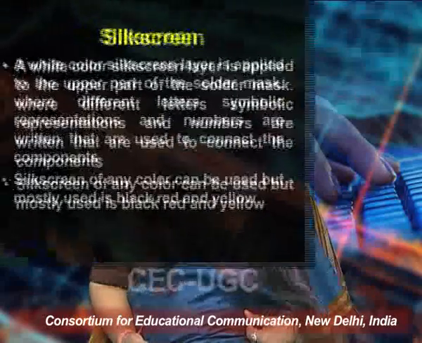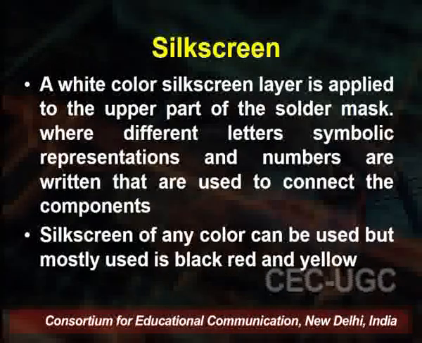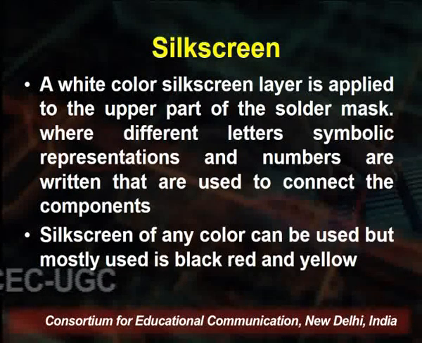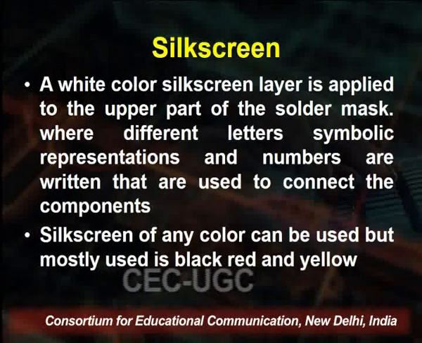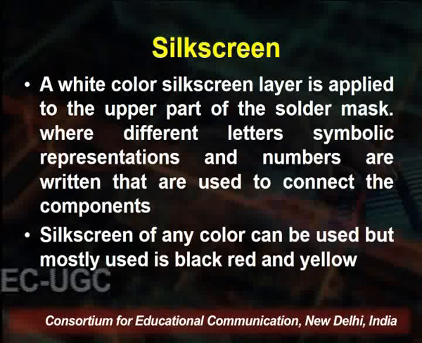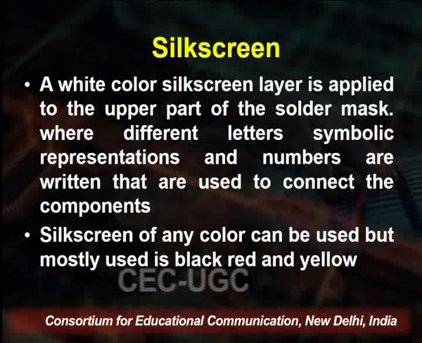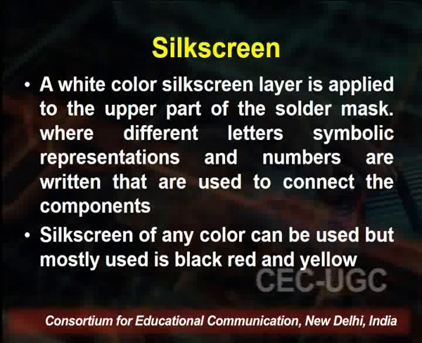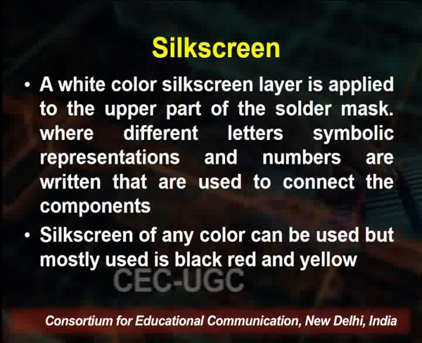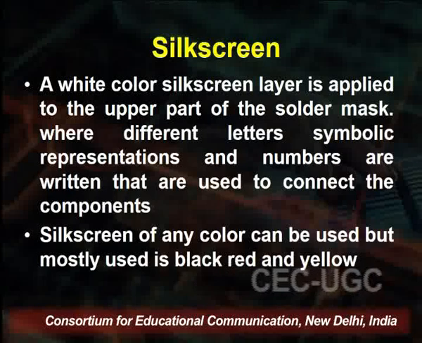Next is the silk screen, a white color silk screen layer that is applied to the upper part of the solder mask, where different letters, symbolic representations, and numbers are written, and that is used to connect the components. Through silk screen, various letters, marks, and symbols are printed on the PCB, so that it can be easy to connect all the electronic components.